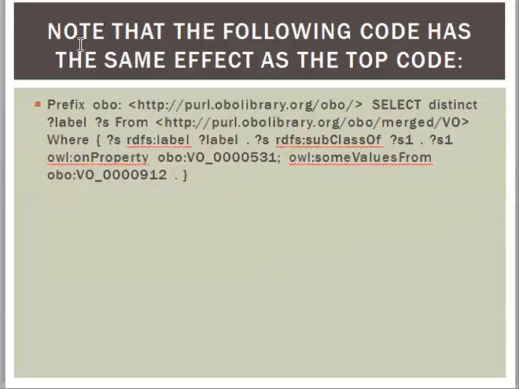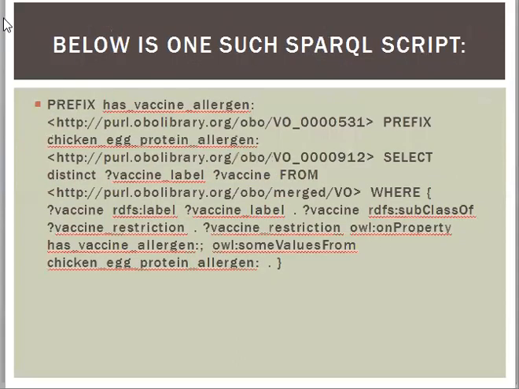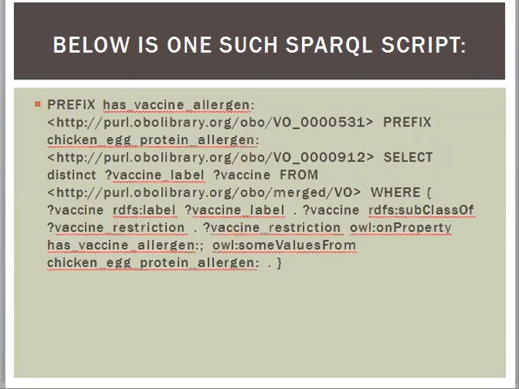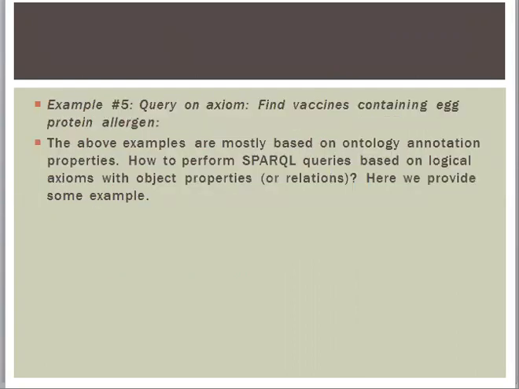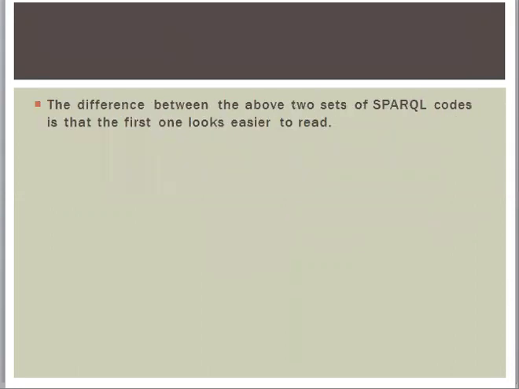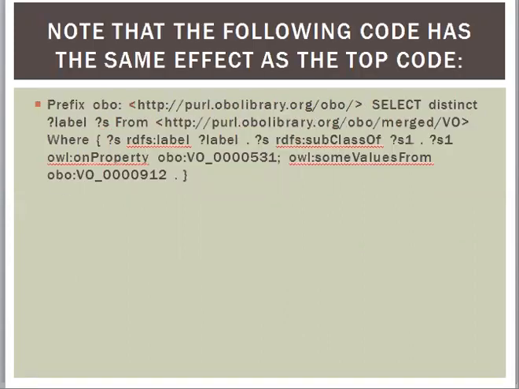So what is the difference? Note that the following code has the same effect as the top code. Whatever we have seen in that, there is no script difference in it, only the writing or the reading style for the user, in which manner she can write up the query for related problems. So this is one way, and the other way for writing up the code for SPARQL query for such problems. The difference between the above two sets of SPARQL code is that the first one looks easier to read, obviously, as per the second one.